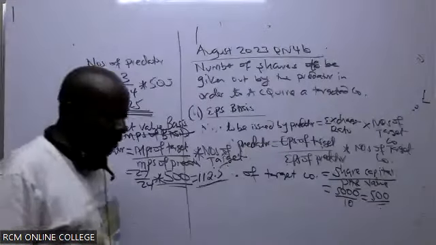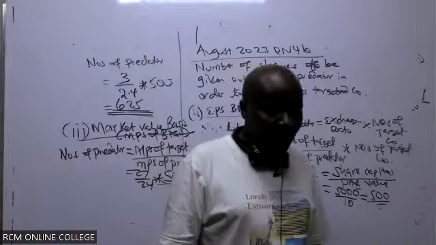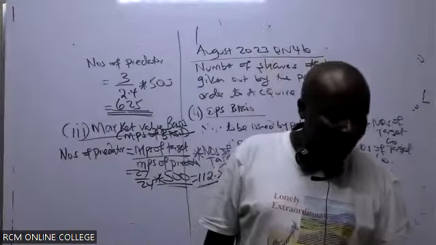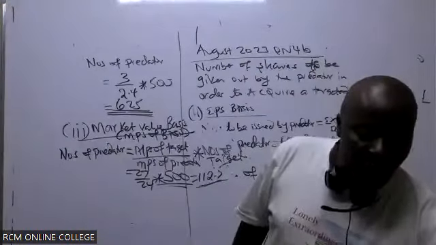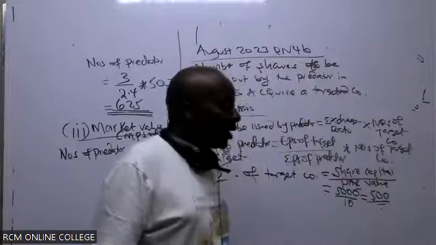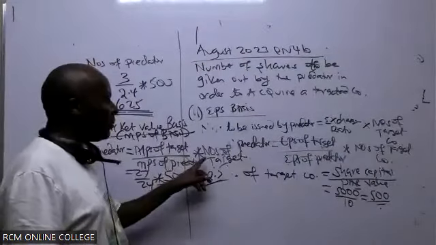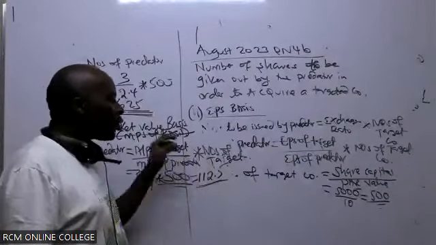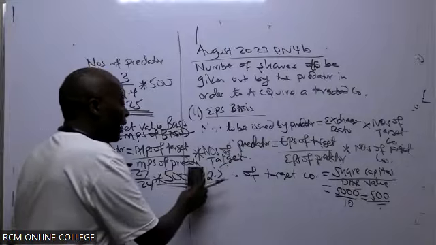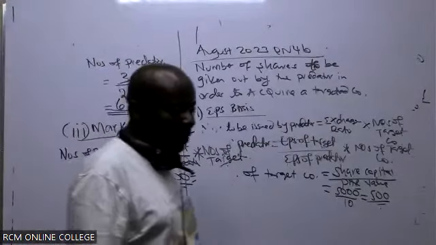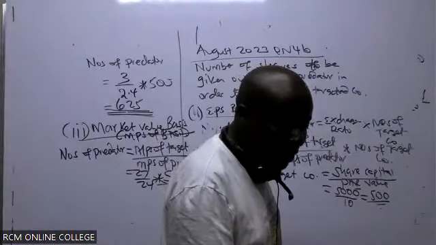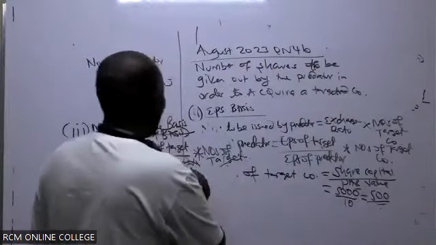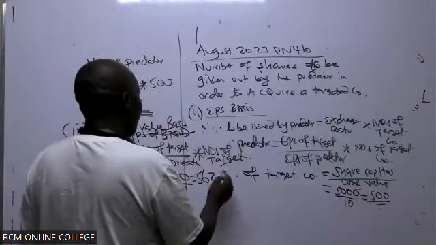Wamekataa 112.5. Wamesema mwalimu, hiyo answer ni ya uongo. Please, the students who are perhaps getting this 112.5, they're using the concept that I've given them here. It should be the number of ordinary shares of the target. It should be 562.5. That is the correct answer.